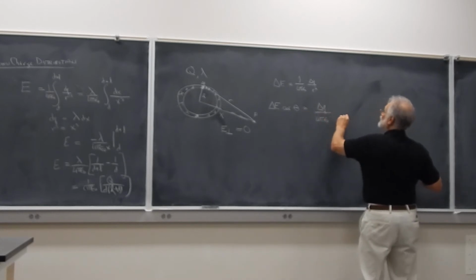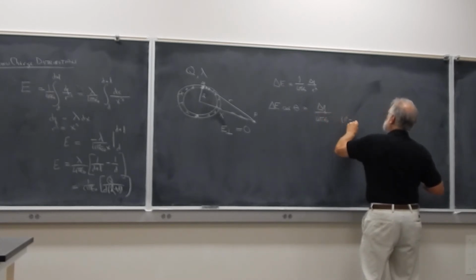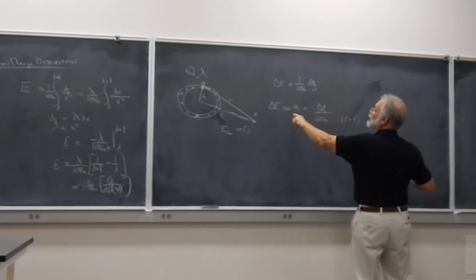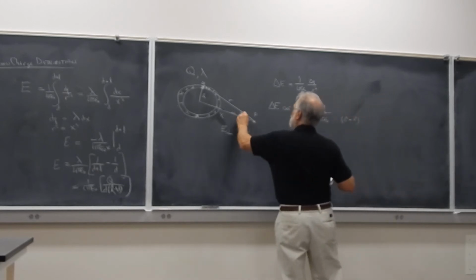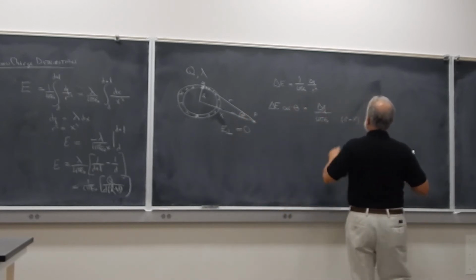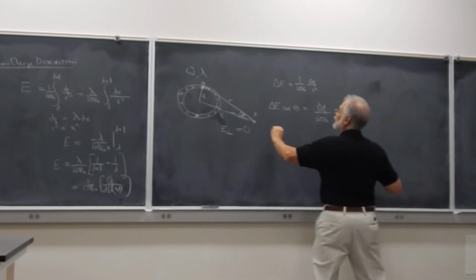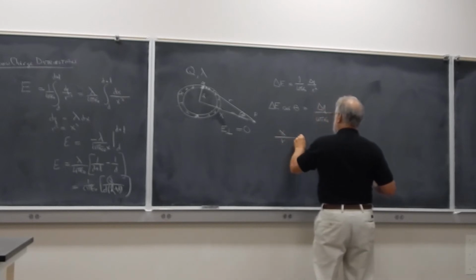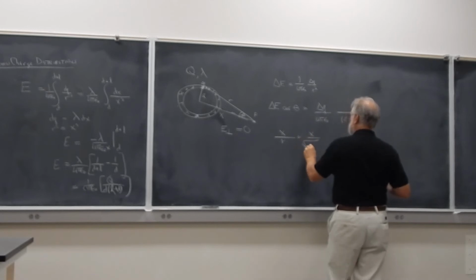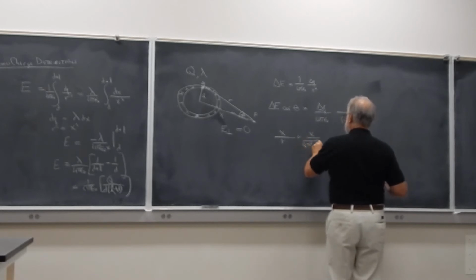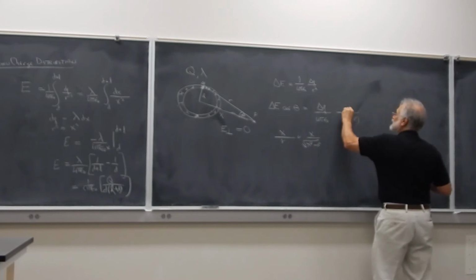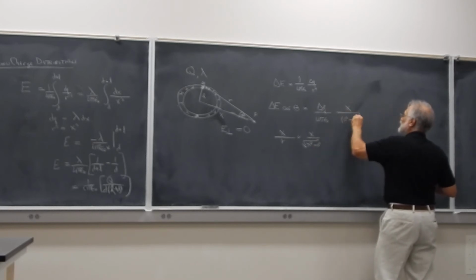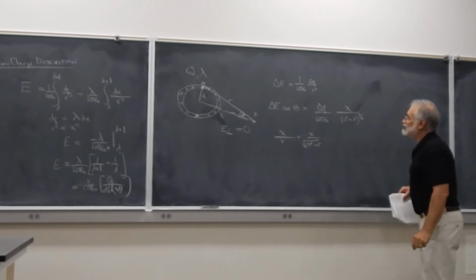R squared I'm going to write as A squared plus X squared. Cosine theta, which is this angle here, I can write as X over R, or X over the square root of X squared plus A squared. That makes this X, and that makes this X squared plus A squared to the 3/2.